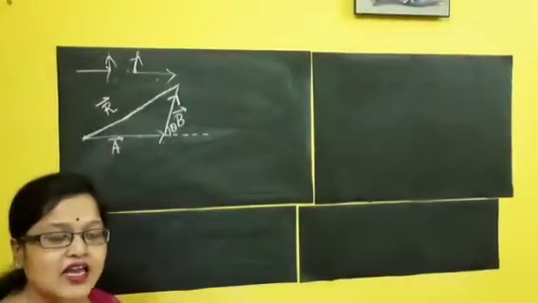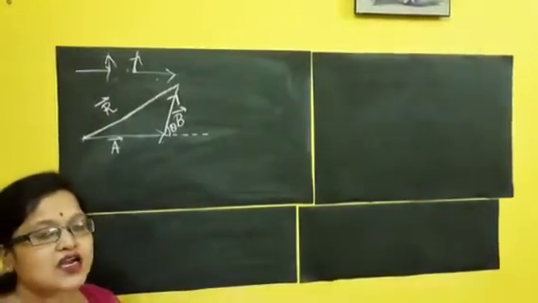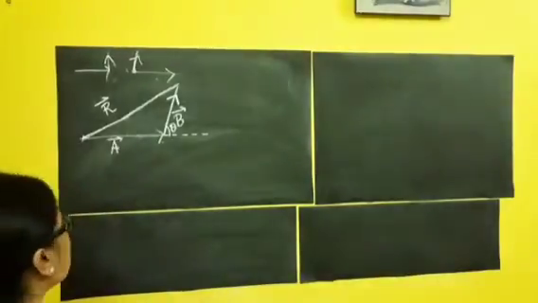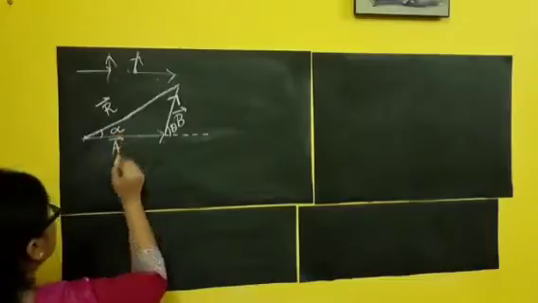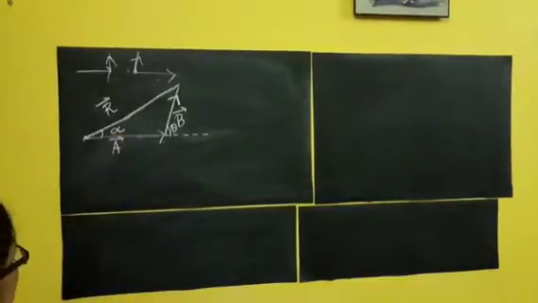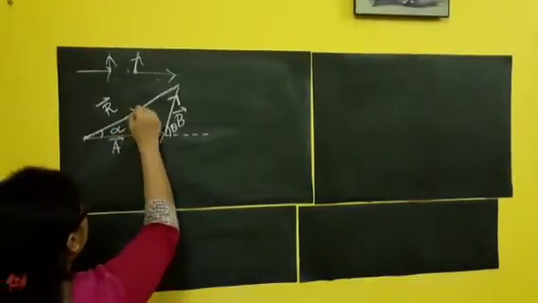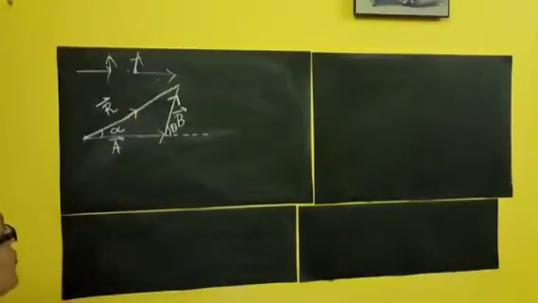What is the direction of the resultant vector? Let's take the direction of the resultant vector as alpha, and this should be the direction. Now what do I need to do? I need to solve by the analytical method.